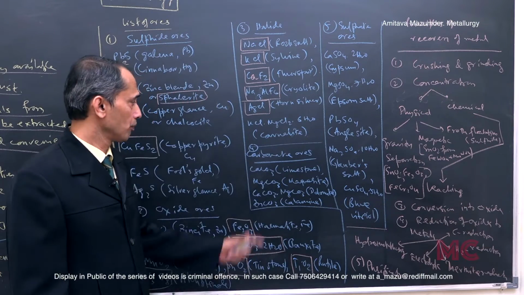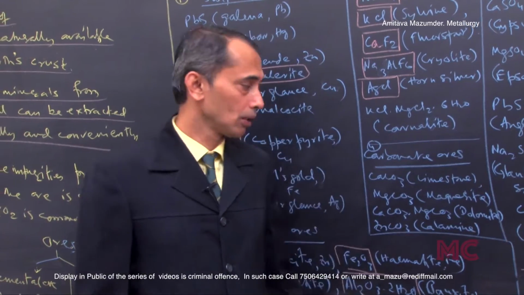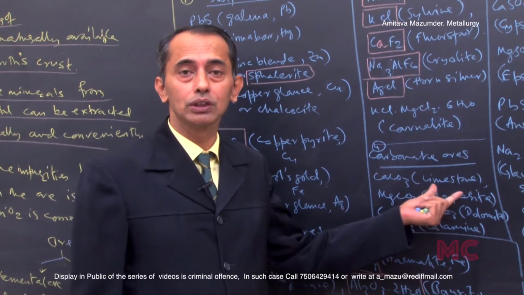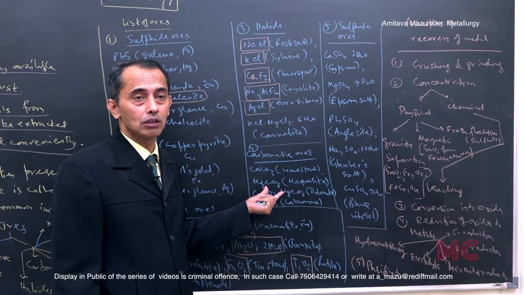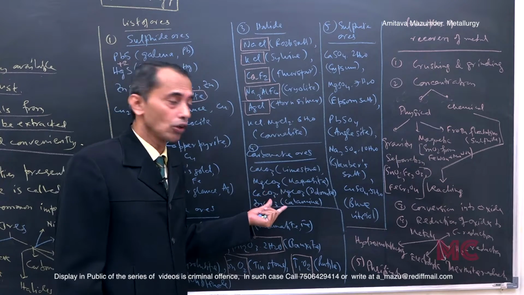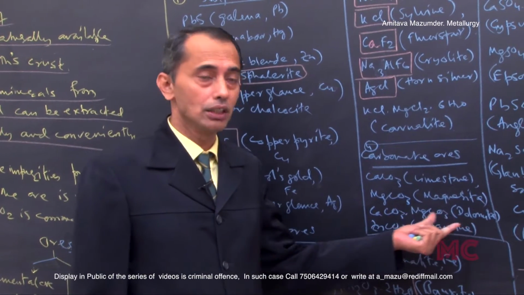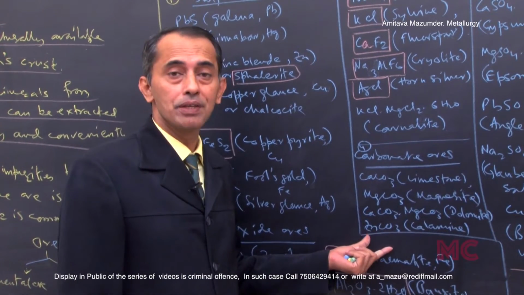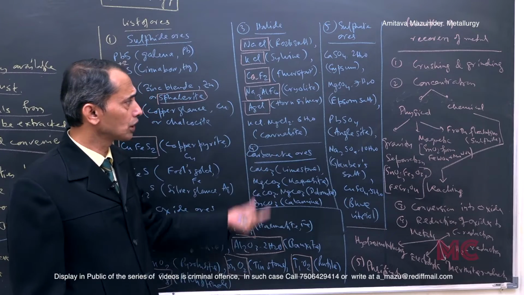Now if we go to the carbonate ores, let's say calcium carbonate called limestone, MgCO3 called magnesium carbonate, magnesite. You can talk about dolomite, CaCO3·MgCO3, dolomite. It can be zinc carbonate, calamine. So these are carbonate ores.